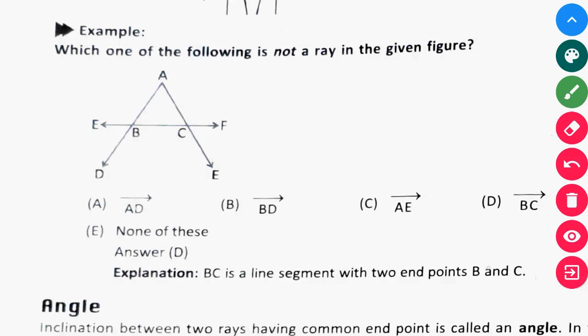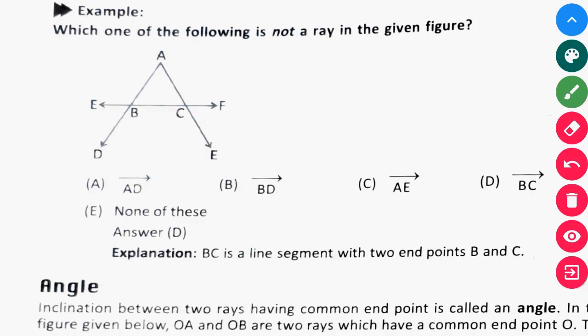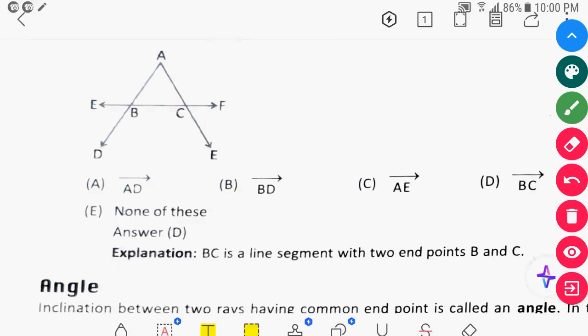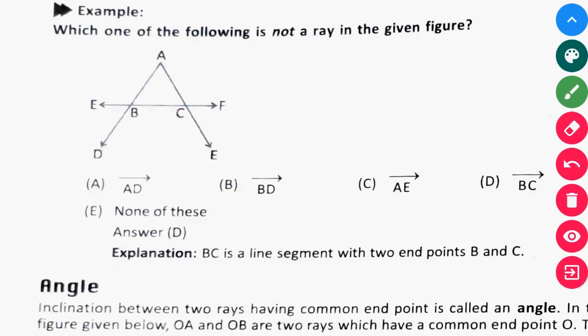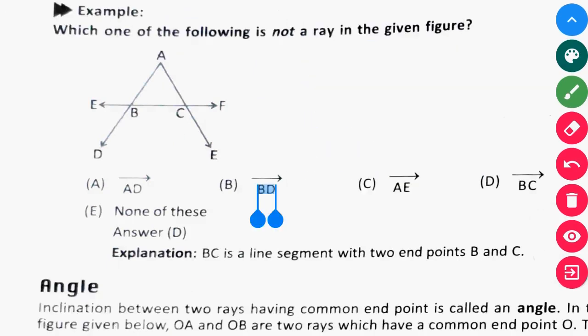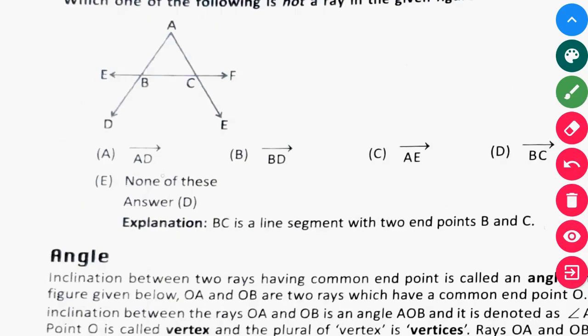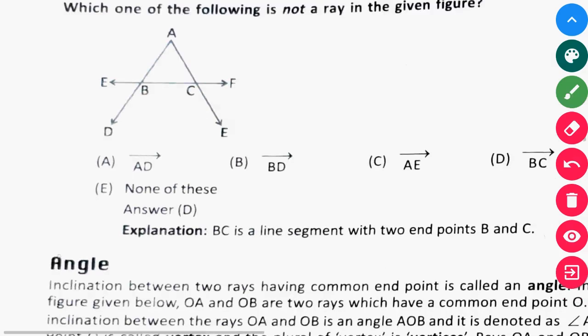So where is option EF? Or they had taken BC, but BC, acha, they had given some options. AD is a ray, BD is a ray, AE is also a ray, but BC is a line segment, so BC is not a ray. Okay, so the option is D.